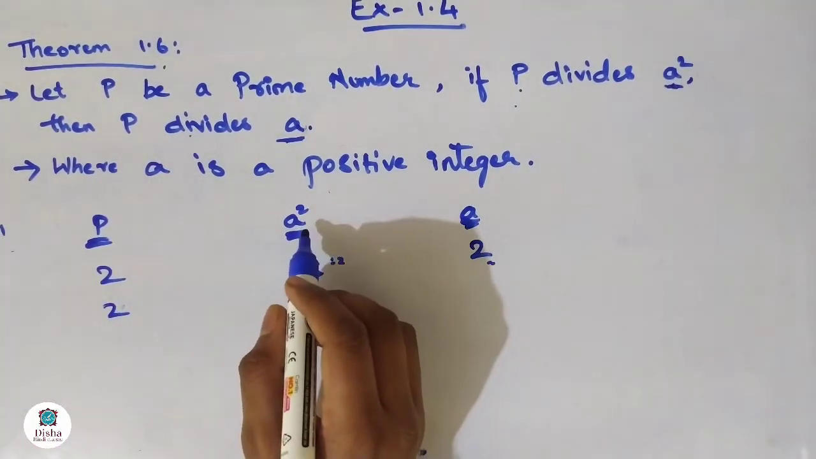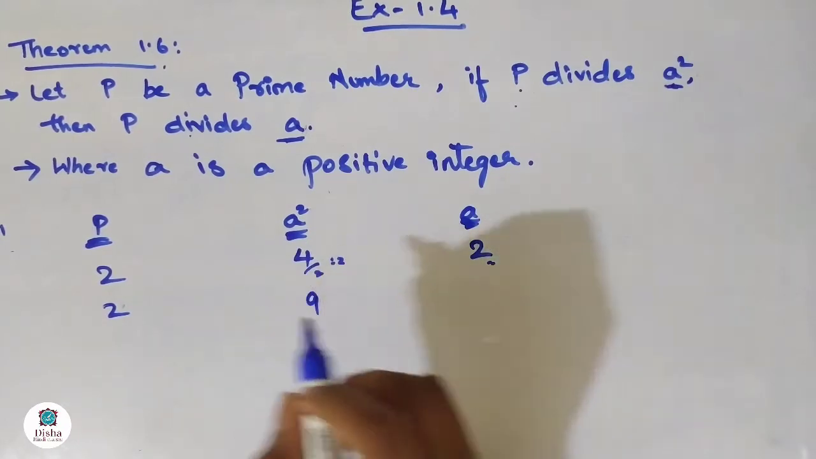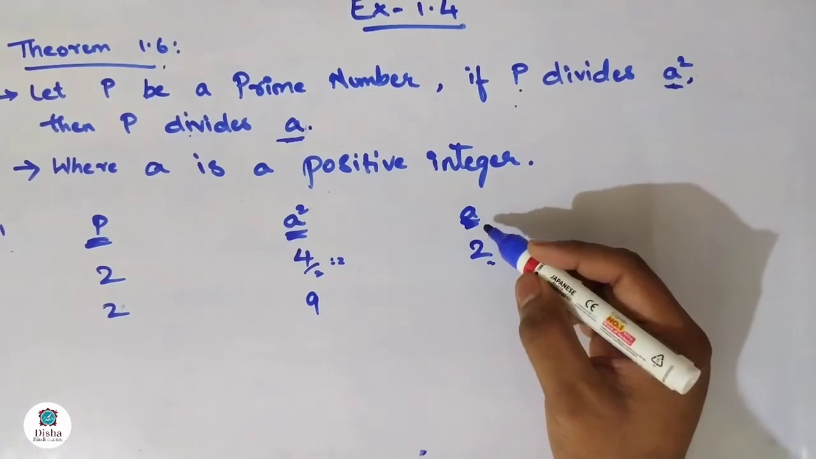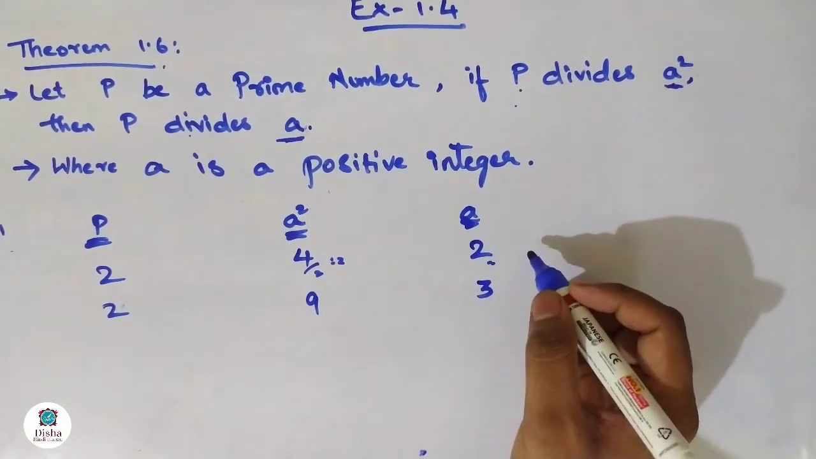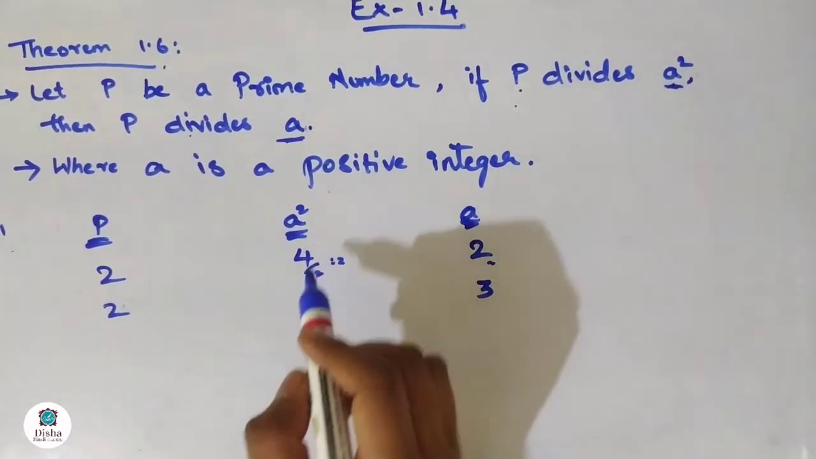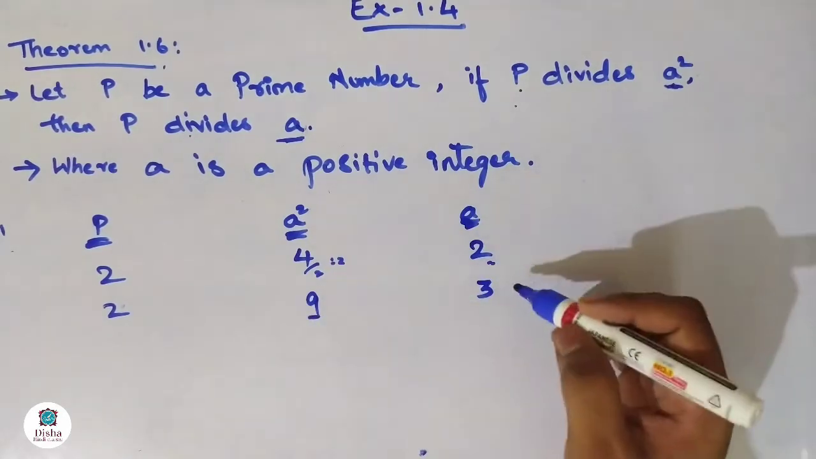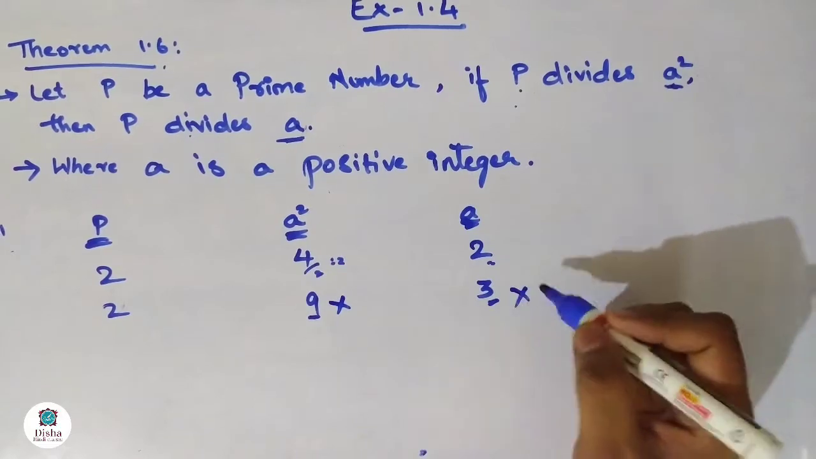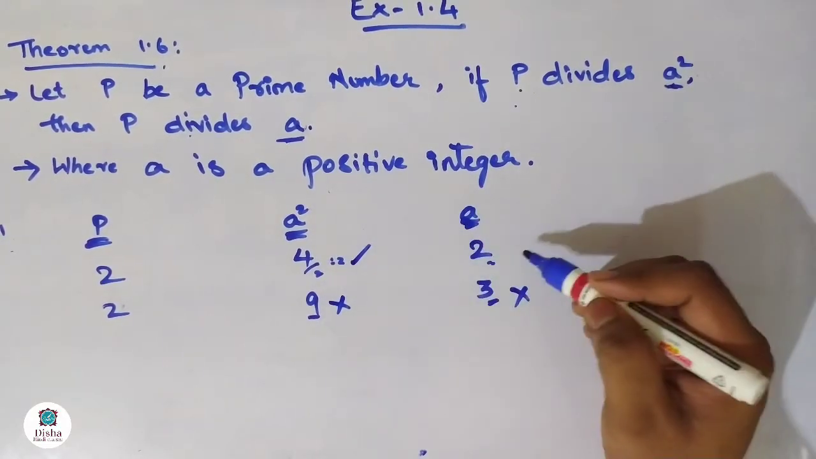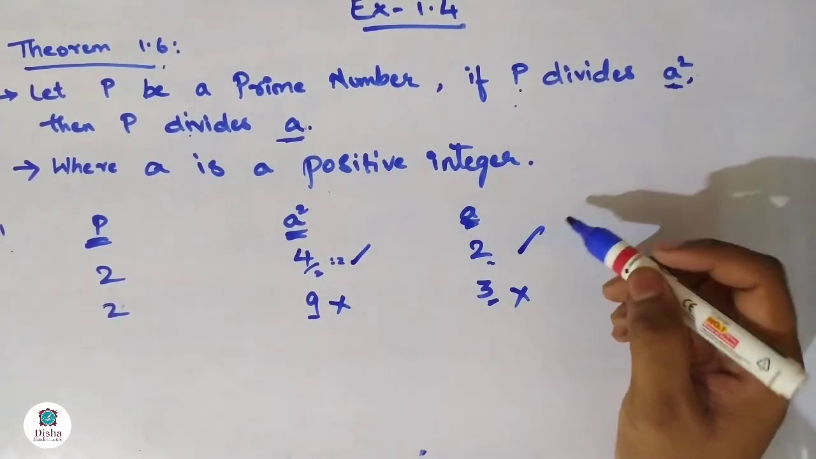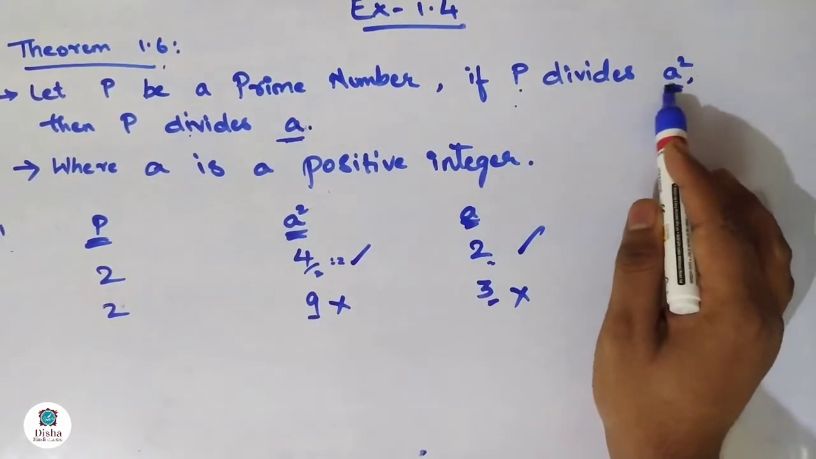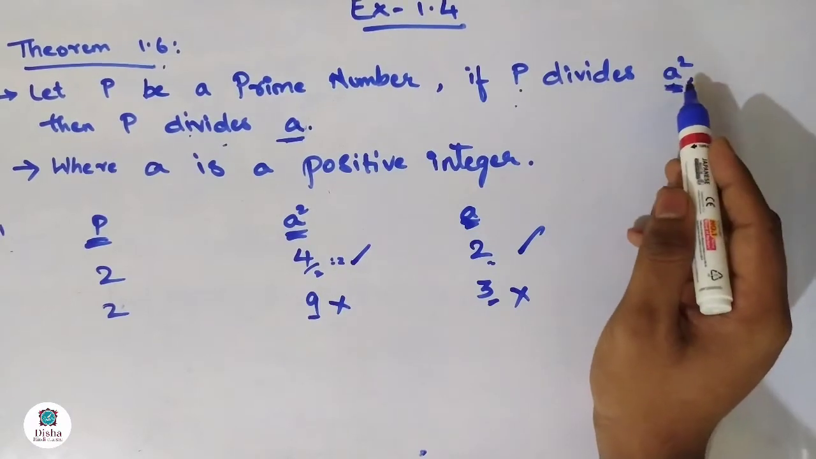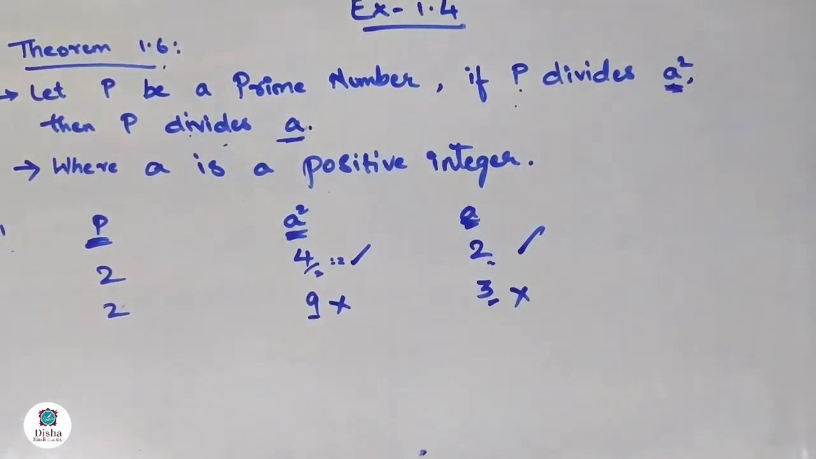Now let us take the p value 2 only. We can take the a square value as 9. If a square is 9, then the value of a will become 3. See here, p is not dividing a square and it is also not dividing a. Here it is dividing a square, here it is dividing a. So if p divides a square, then p divides a also. If p doesn't divide a square, then p doesn't divide a also.